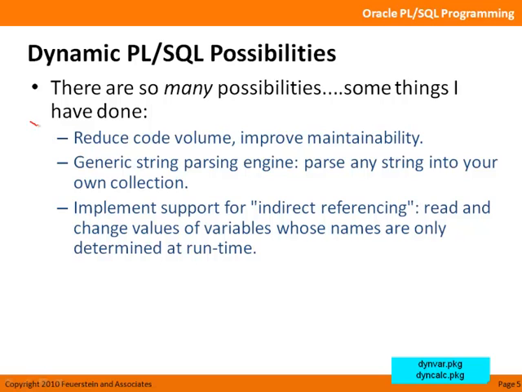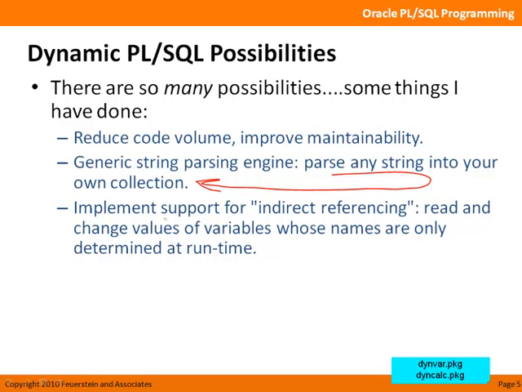So what have I done? Well, I've reduced code volume, improved maintainability. That's the example I just showed you. I've written some very generic utilities, for example, a generic string parsing engine that will parse any string and deposit it into your own collection. I'm going to demonstrate what I'm talking about there later in this lesson.